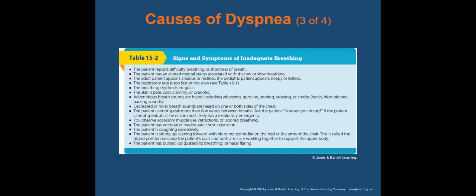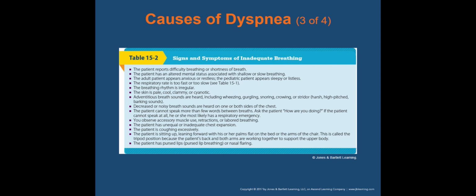The patient has an altered mental status associated with shallow or slow breathing. The adult patient appears anxious or restless, or the pediatric patient appears sleepy or listless, which is a very bad sign. The respiratory rate is too fast or too slow, or the breathing rhythm is irregular. The skin signs are off: they're pale, cool, clammy, or diaphoretic, or they're cyanotic. They have any adventitious breath sounds, like wheezing or gurgling, snoring, crowing, stridor, indicating some upper airway obstruction. Any decreased or noisy breath sounds heard on one or both sides of the chest.